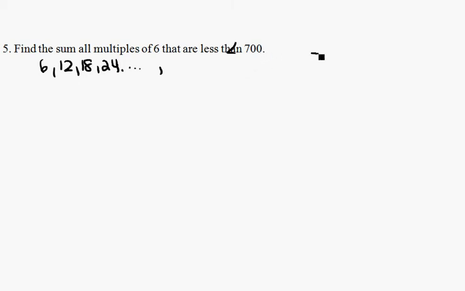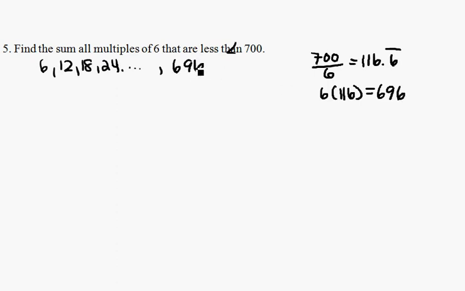So we first want to check, is 700 divisible by 6? 700 divided by 6 is 116.6 repeating. So therefore, if I just drop this off, I know there'll be 116 multiples that are less than 700. So 6 times 116 is 696. So our last multiple of 6 less than 700 is 696.